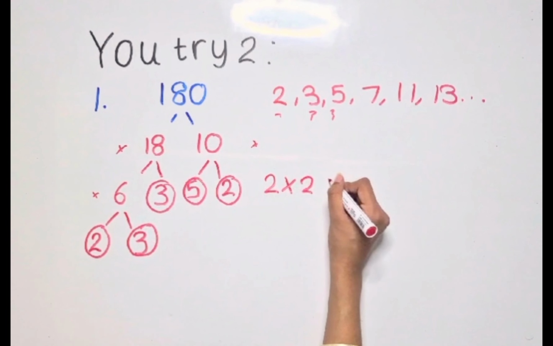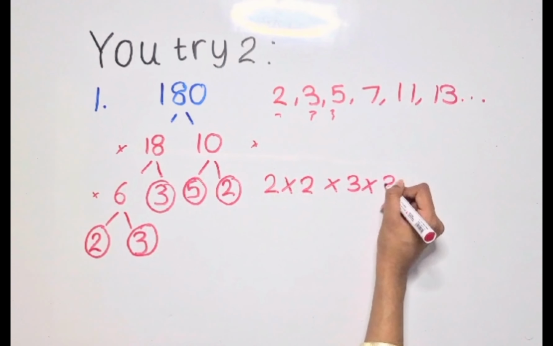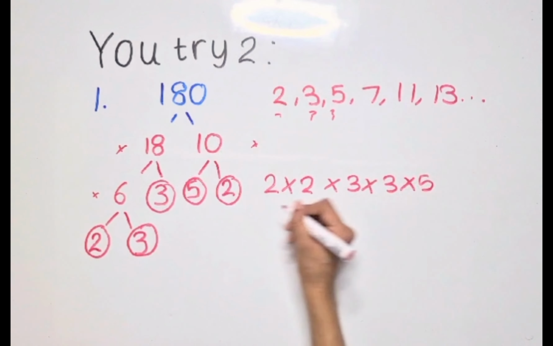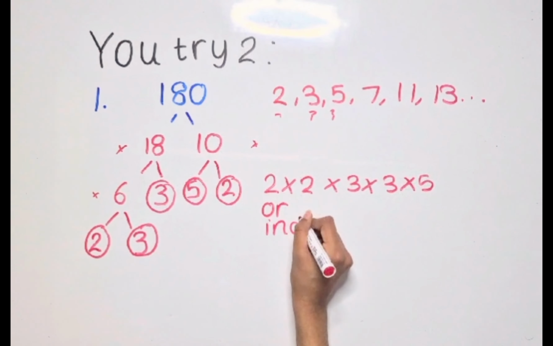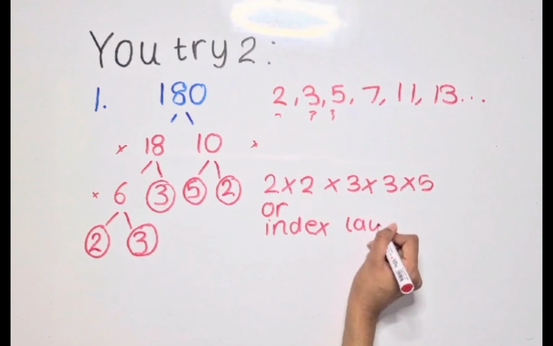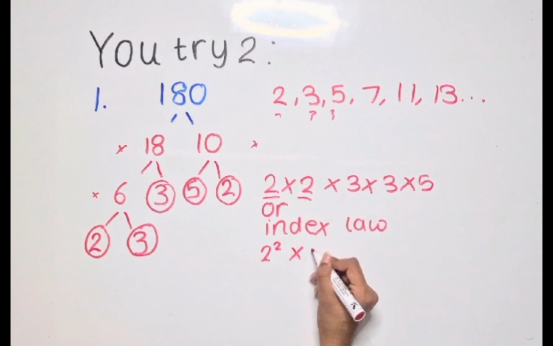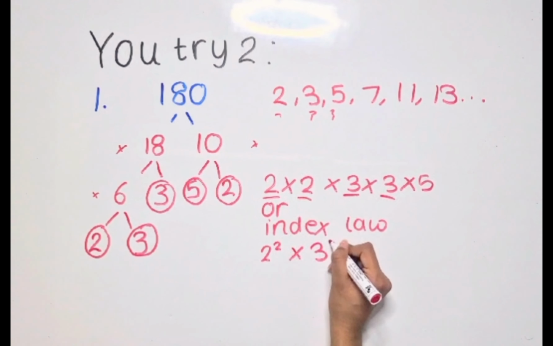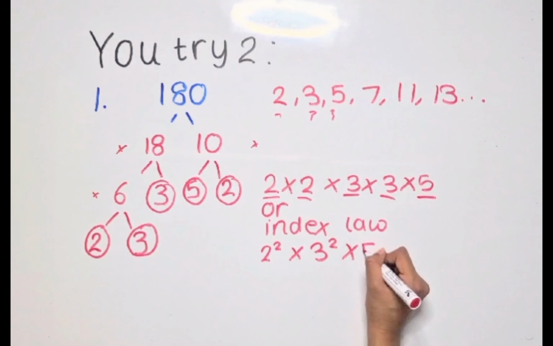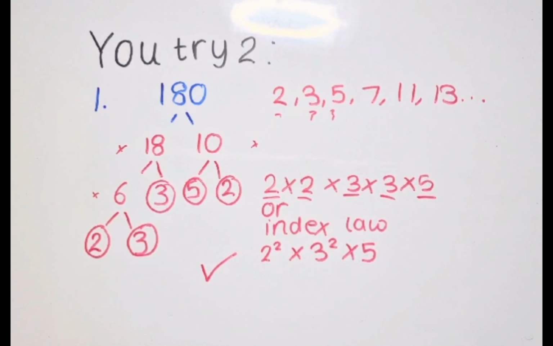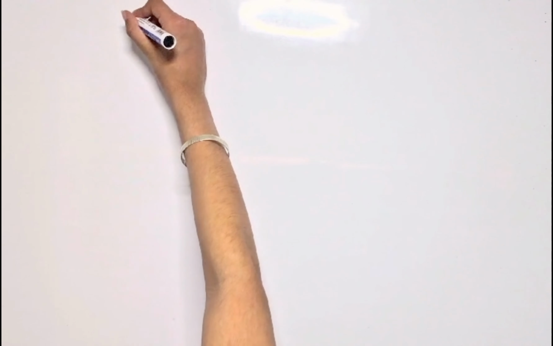So you get 2 times 2 times 3 times 3 times 5. Or you can obviously pop it into index law, which simplifies it down further. And you can get 2 to the power of 2 times 3 to the power of 2 times 5. So well done to those who got it correct, and tick it if you got it correct.